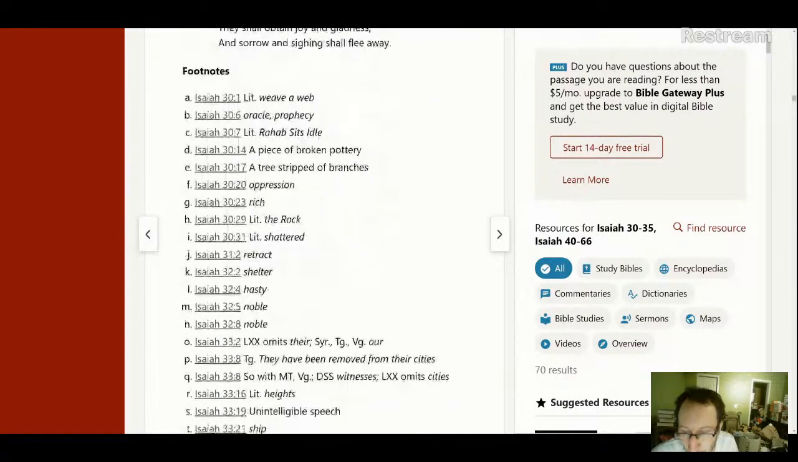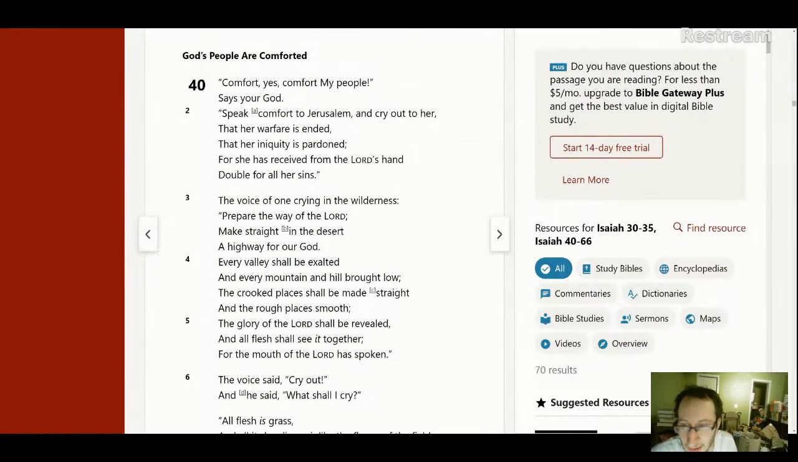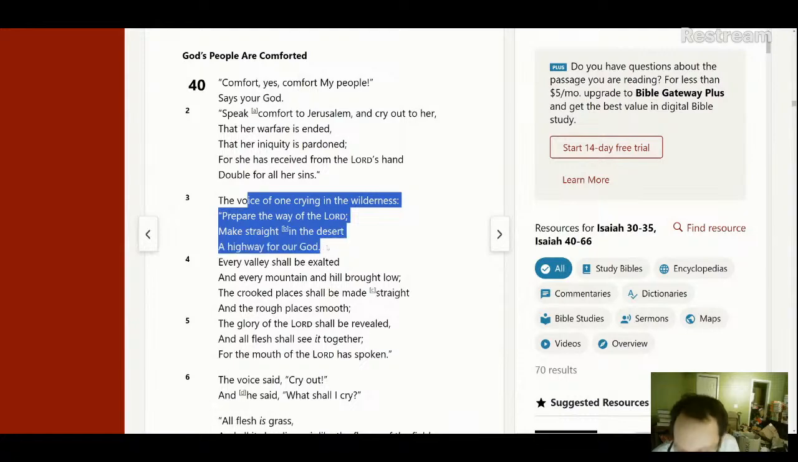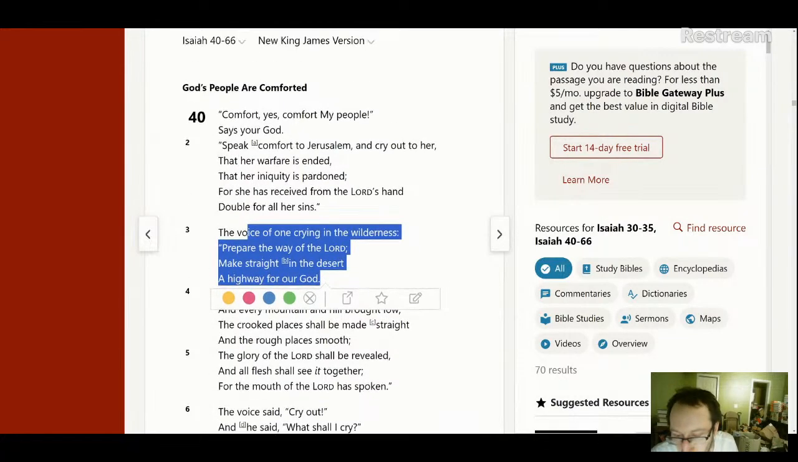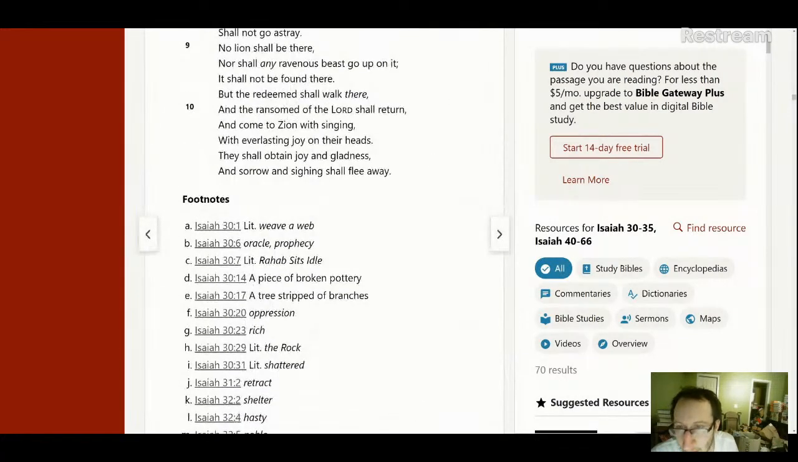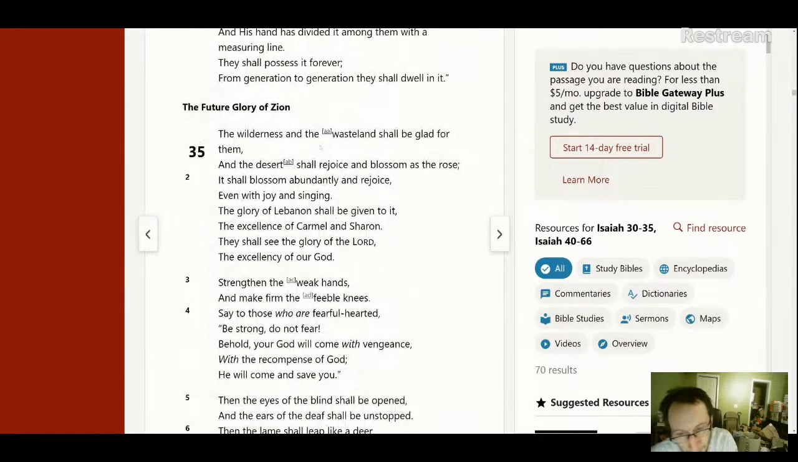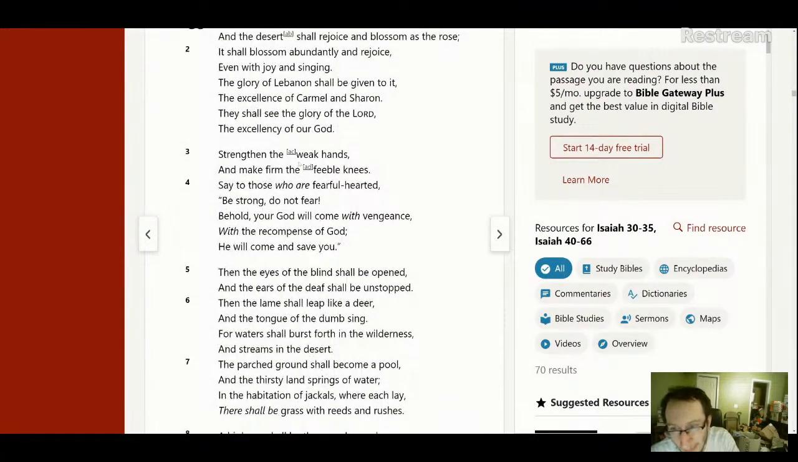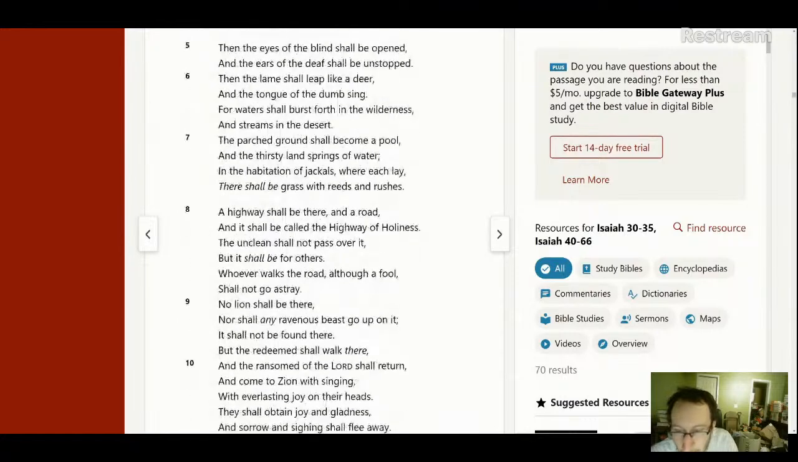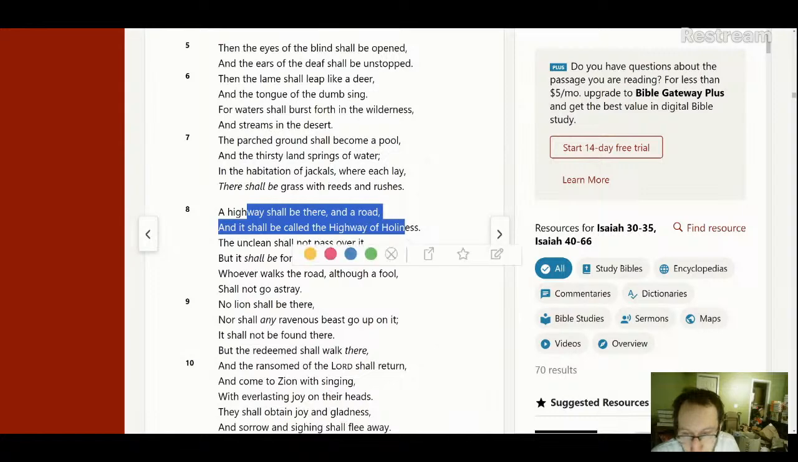So look at this. Chapter 40 says, the voice of one crying in the wilderness, prepare the way of the Lord, make straight in the desert a highway for our God. And in the very prior chapter, chapter 35, assuming chapter 36 to 39 was added, we see the highway in the wilderness mentioned. A highway shall be there, and a road, and it shall be called the highway of holiness.